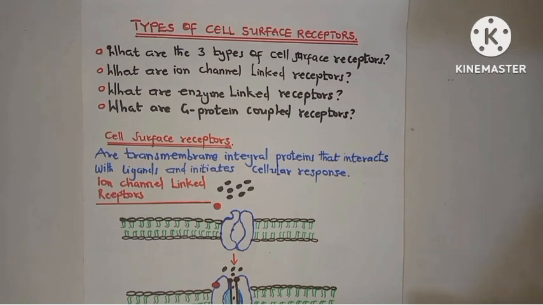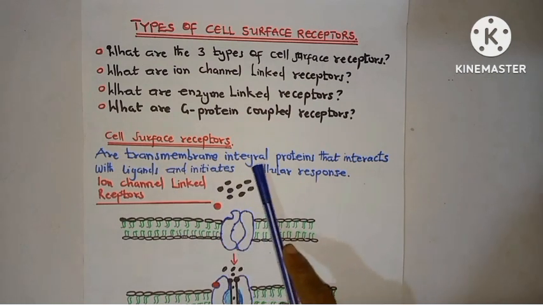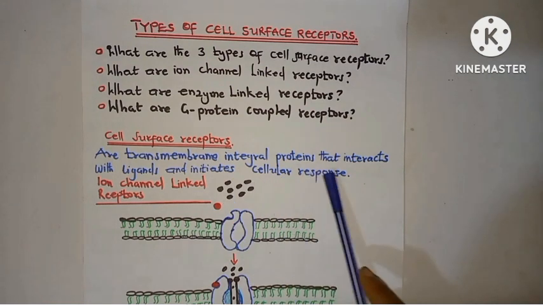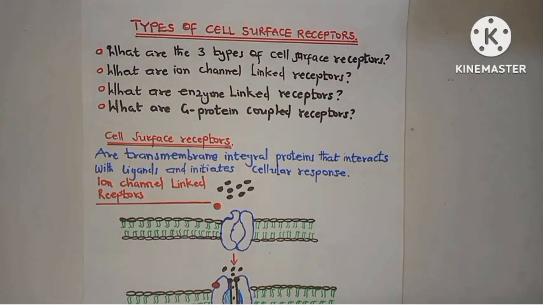Now, what are cell surface receptors? Cell surface receptors are transmembrane integral proteins that interact with ligands and then initiate a cellular response. The integral proteins used here means they are embedded in the cell membrane or the plasma membrane. So this one here is an example of an integral protein. It crosses the cell membrane, so it is an integral protein because it cuts through the cell membrane. That's why we call it an integral protein.